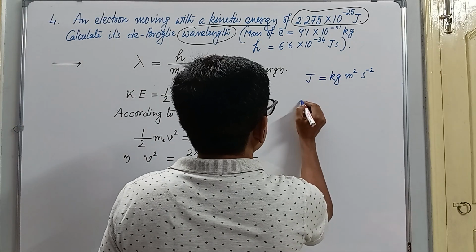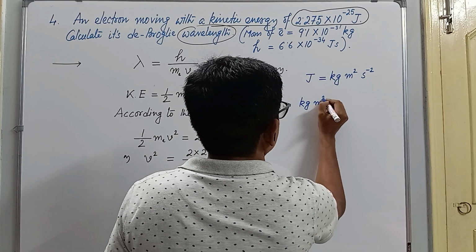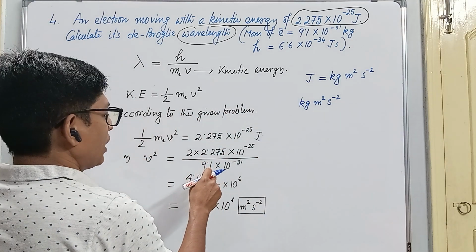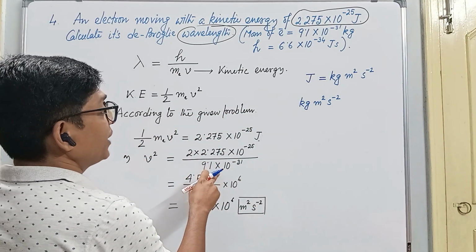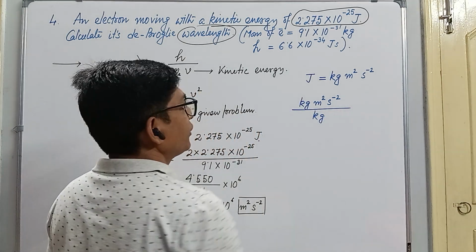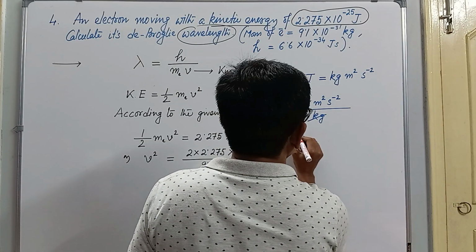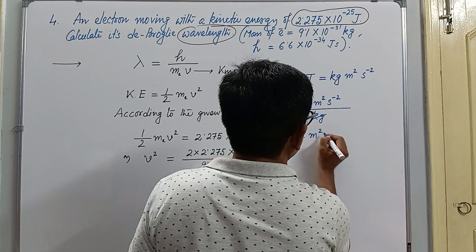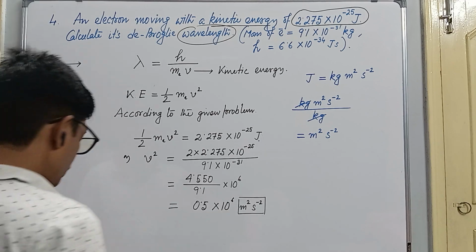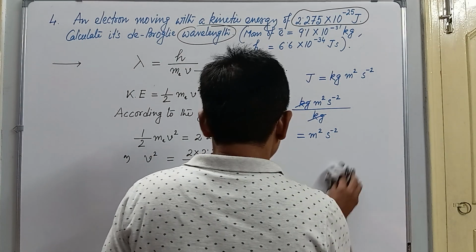So let me put this value, kilogram meter square second inverse square. That value we are dividing by the mass, that means kilogram. That is the mass of an electron as they have mentioned here. So kilogram will be nullified and it will remain as m square second inverse square. That is what I am writing here. So once I got this value, easily I can get it.